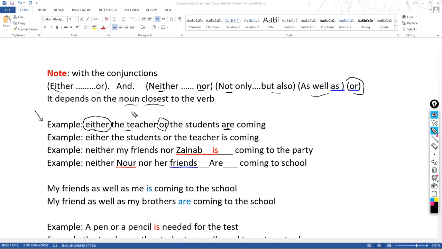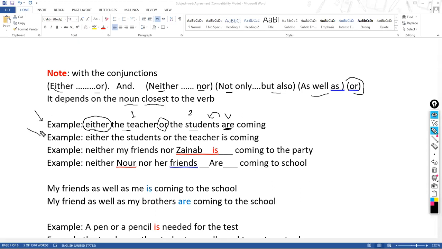Notice I have two nouns. This is noun number one, the teacher. This is noun number two, the students. The closest noun to the verb, this is the verb, is what? Is this? The students. Is it plural? So plural verb. If it is singular, singular verb.